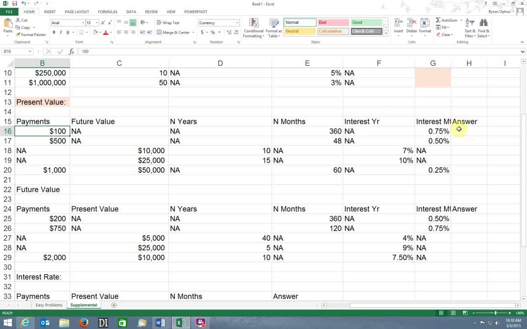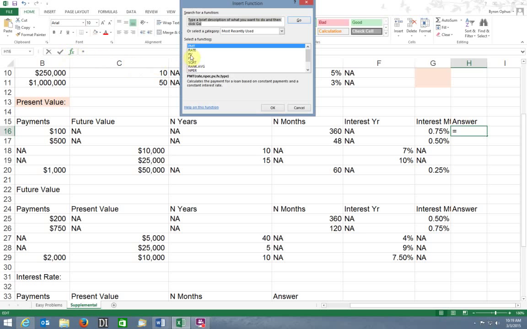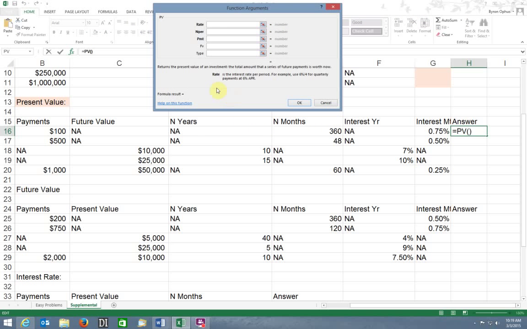And again, I have already, in this case, taken the $100, the number of months, and the interest, and so you just have to come up and find the present value formula, hopefully. PV, it's in my most recently used because I've been doing a lot of these. You click OK, and there's your stuff, right?